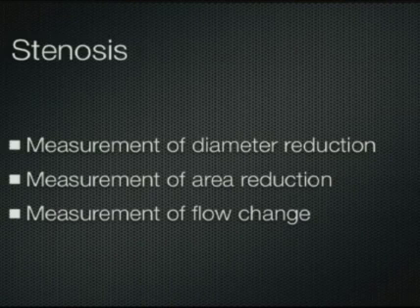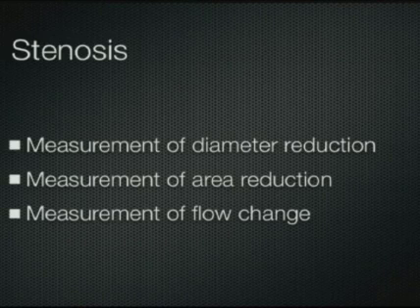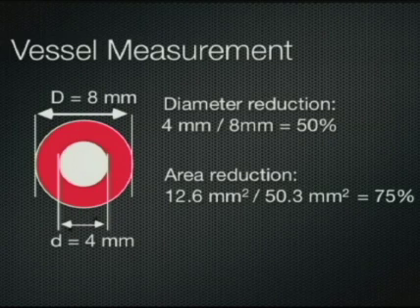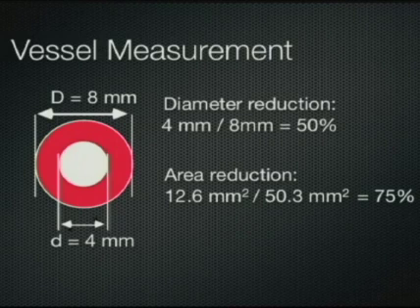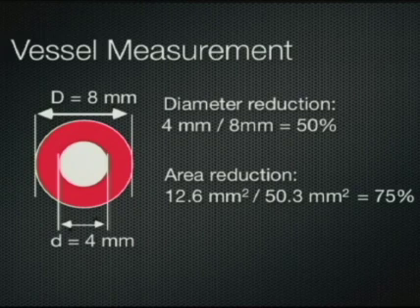We can think about stenosis of a vessel in several ways. We can measure the reduction in the diameter of the vessel. We can attempt to measure the cross-sectional area of the vessel, or we can attempt to measure the flow passing through the vessel. If we consider a vessel with a native diameter of 8 millimeters, we can see that if the diameter is symmetrically reduced to 4 millimeters, we achieve a 50% reduction in diameter. But more important is the fact that we achieve a 75% reduction in cross-sectional area. It's the cross-sectional area, of course, that limits the amount of blood that can flow through the vessel.